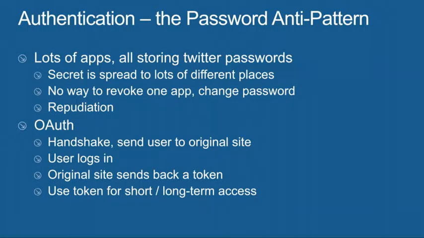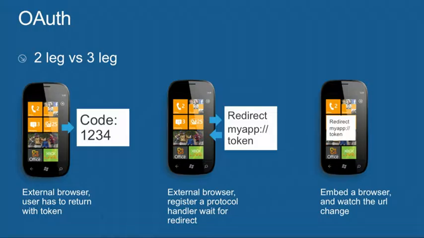With mobile, there's kind of 3 ways that I've seen it work. And people talk about 2-legged versus 3-legged OAuth. This is about how the bouncing works.